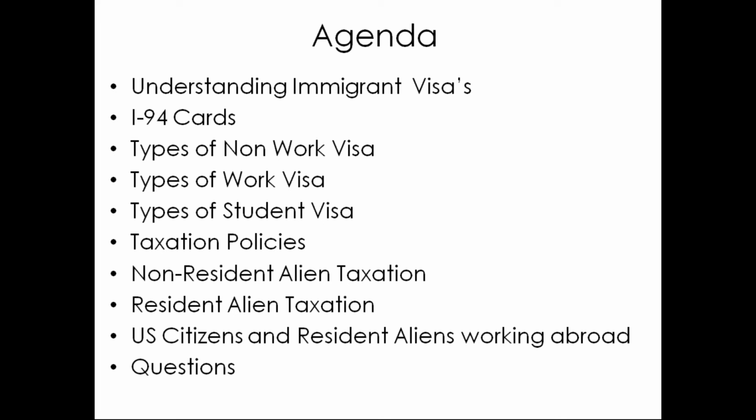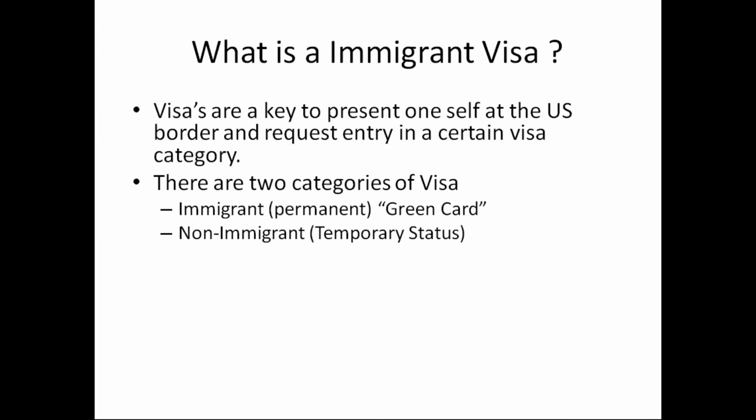So first, let's talk about what is an immigrant visa. What do you really need to know about visas to make sure that you're handling them properly? Visas are a key for someone to present themselves at the U.S. border and request entry into the U.S. under a particular visa category. There are several different categories of visas, but the two main categories are, first, an immigrant visa. Some of you may know this as a green card or a permanent resident card. These are individuals for whom the intent is to immigrate into the U.S.